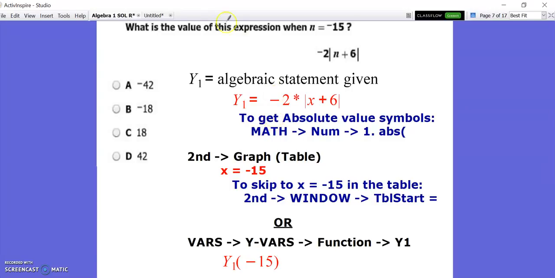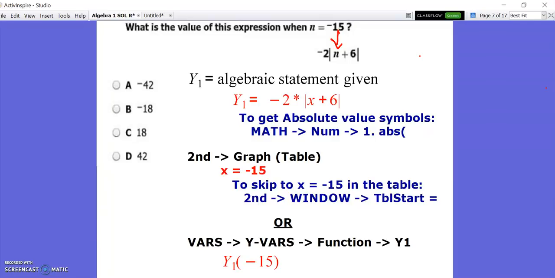Let's do it by hand first. It says, what is the value of the expression when n equals negative 15? So all we're doing is we're going to put in negative 15 for n. These vertical lines right here, those are absolute value symbols. They do two things. They work like parentheses, meaning according to order of operations, you do whatever's inside of that first.